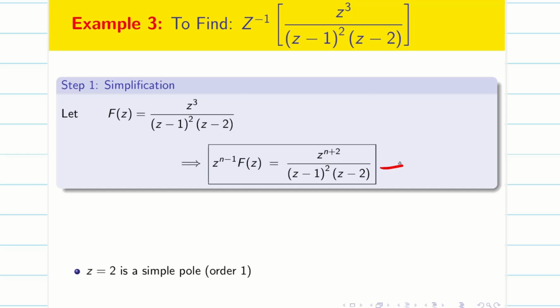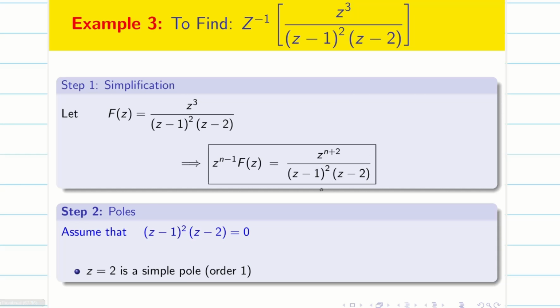Now we have to find the poles. Step 2: make the denominator 0. We'll be getting z equal to 1 and z equal to 2 as the roots. Z equal to 2 is a simple pole because the power is 1. Z equal to 1 is a pole of order 2. So we have to apply two different formulas, for the simple pole as well as the pole of order 2.